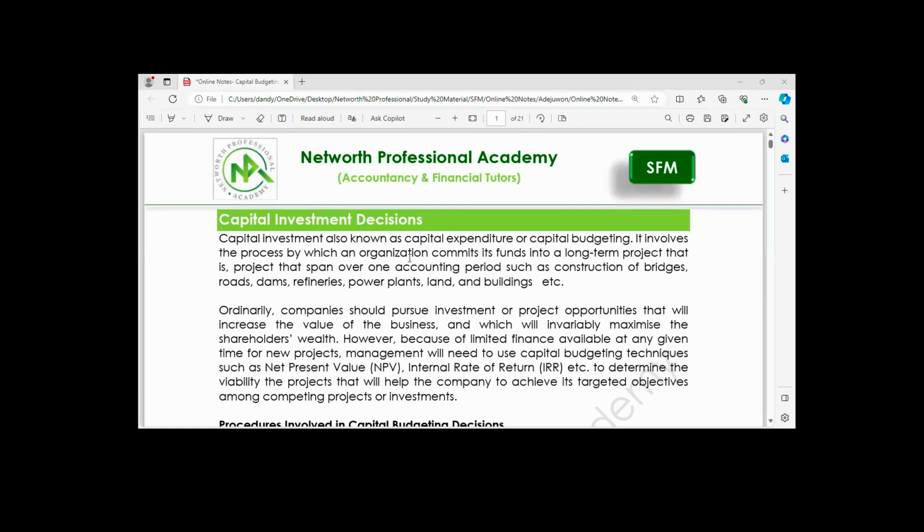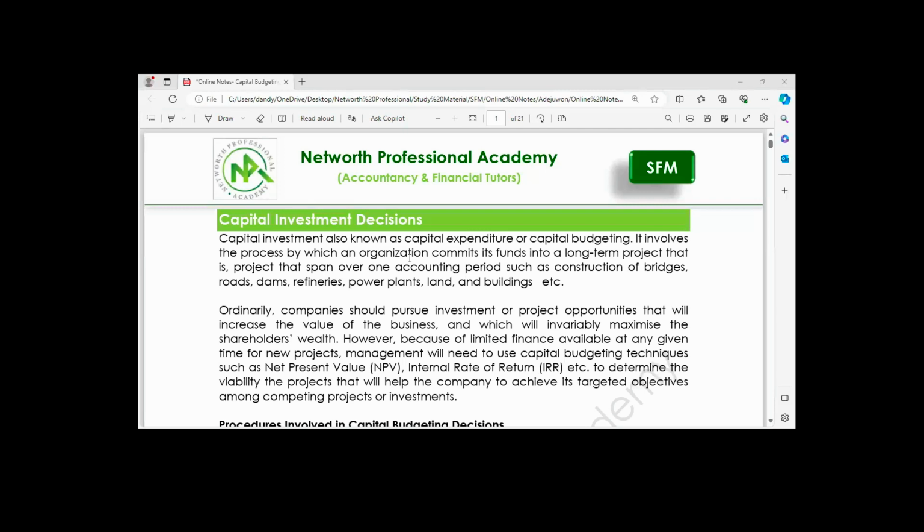Then we need to talk about the steps involved in capital budgeting decision. What are the procedures you need to embark on whenever you want to carry out capital budgeting decision? There are about 6 of them. One is the identification of viable projects. There are lots of activities that will go into the identification of viable projects.